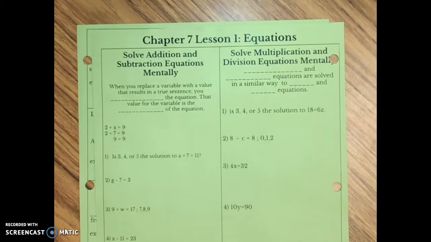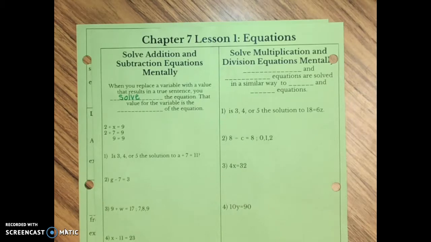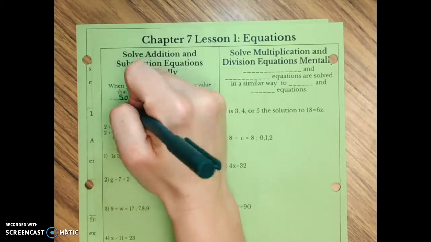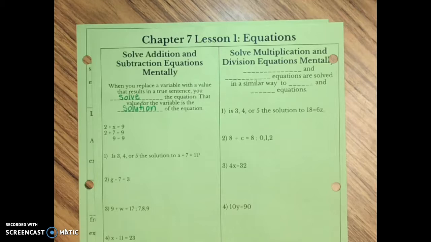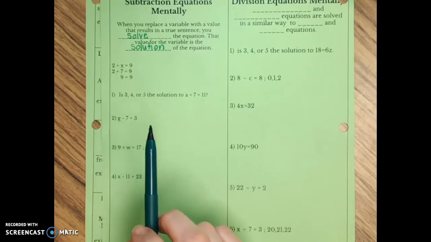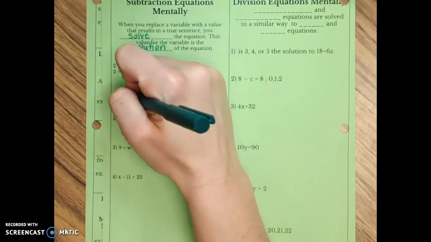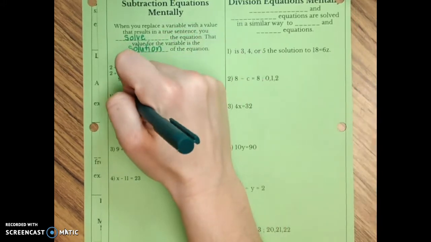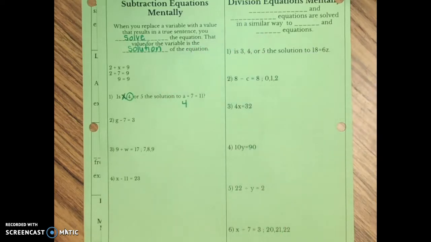When you replace a variable with a value that results in a true sentence, you solve the equation. That value for the variable is the solution of the equation. So what we're going to do is it's going to tell you things like, is 3, 4, or 5 the solution to a plus 7 equals 11? All you have to do is tell me which number is going to fit in for a. So I know it's not going to be 3 because 3 plus 7 is 10. So our answer is 4. 4 plus 7 is 11.